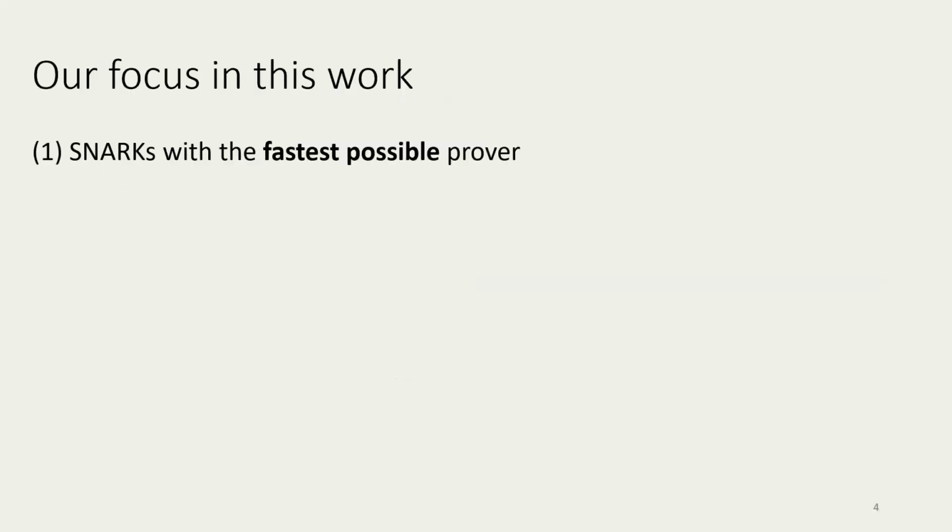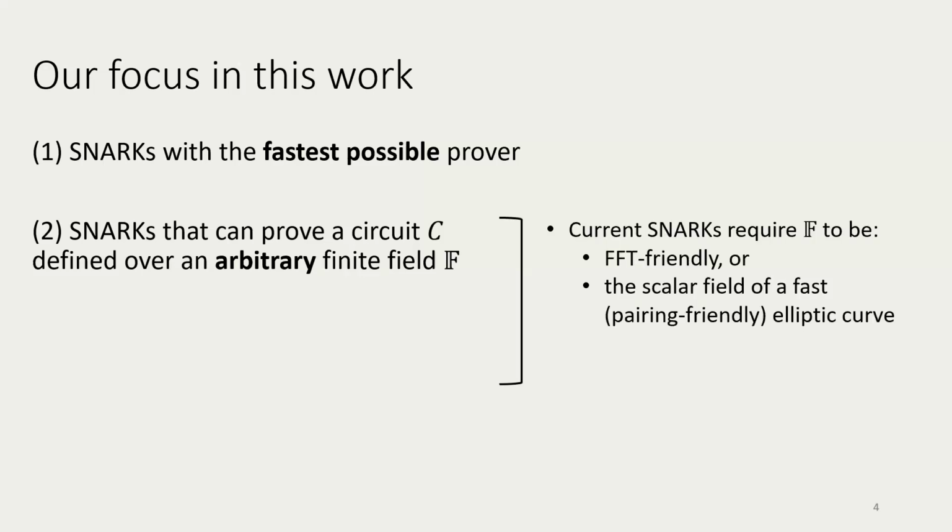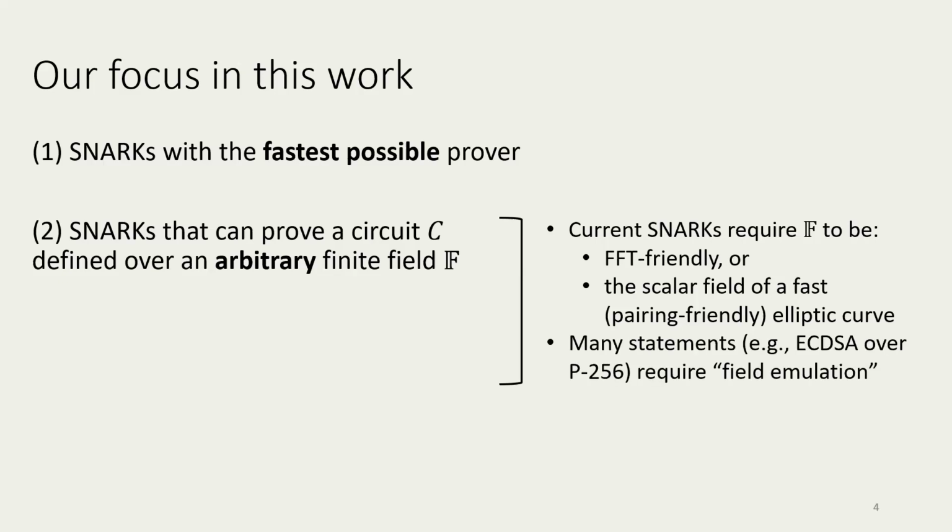This brings me to our work, which focuses on designing SNARKs with the fastest possible prover. Another focus of our work is also to build SNARKs that can prove a circuit defined over an arbitrary finite field. Let me give you some context about this. In existing SNARKs, the finite field over which the circuit is defined requires this finite field to be either FFT friendly or be the scalar field of a fast elliptic curve. Because of this requirement, if someone wants to prove certain statements, for example, the knowledge of some ECDSA signatures over a standard elliptic curve like P256, it requires the so-called field emulation. And this field emulation makes this proving even more expensive.